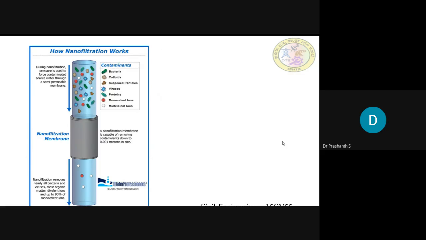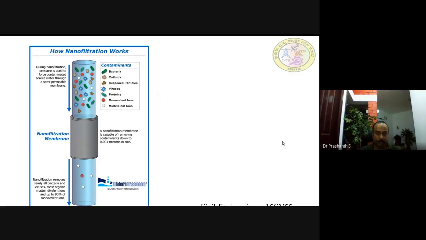So, if you want to have a very high quality effluent from a sewage treatment plant, you cannot expect it from a secondary wastewater treatment. Therefore, a tertiary treatment has to be done, and nanofiltration is one of the sub-processes of ultrafiltration, where it removes contaminants like bacteria, colloids, suspended particles, viruses, proteins, etc.